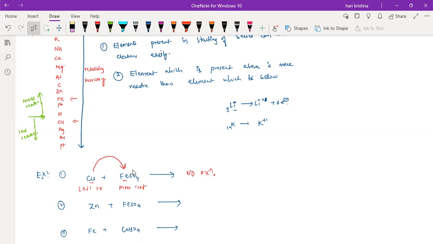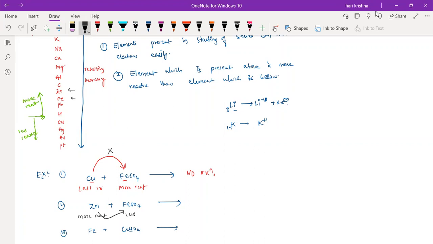Now, second one, you tell me. Zinc plus iron sulfate. Where is zinc and where is iron sulfate? Zinc is more reactive than iron. Then whether it will displace? I think yes. Yes, zinc is more reactive, so zinc displaces; iron is less reactive.